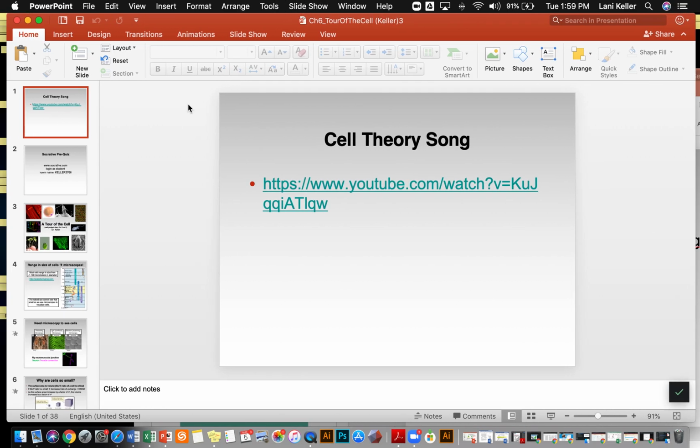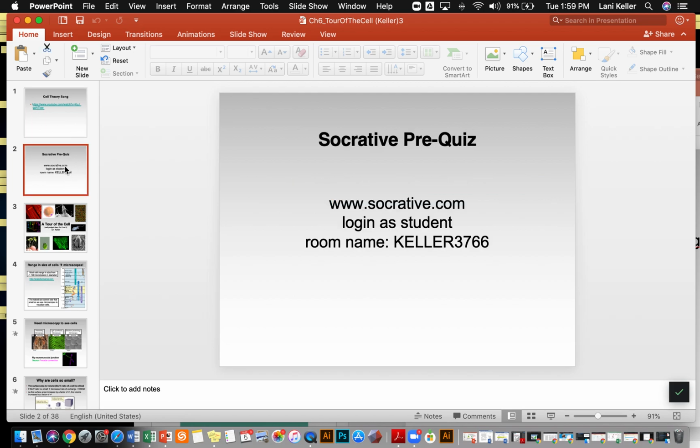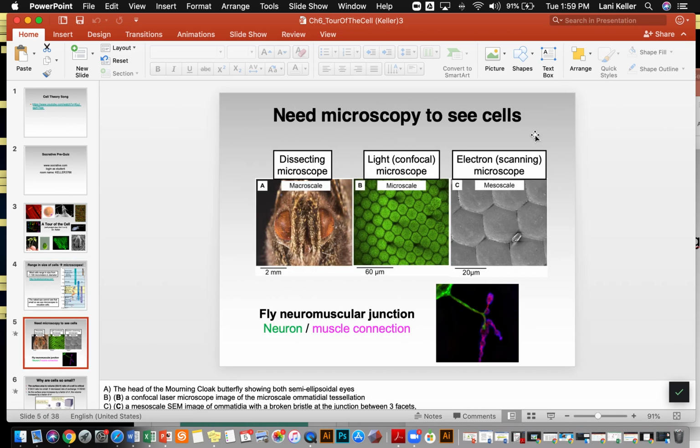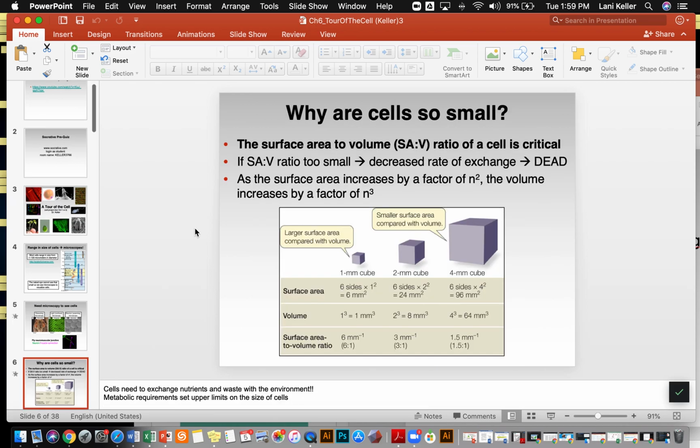Okay, this is the second test we had, and here we go. All right, so this is the tour of the cell. Remember, cells are very, very small. You need microscopy to see them. Different kinds of microscopy exist.